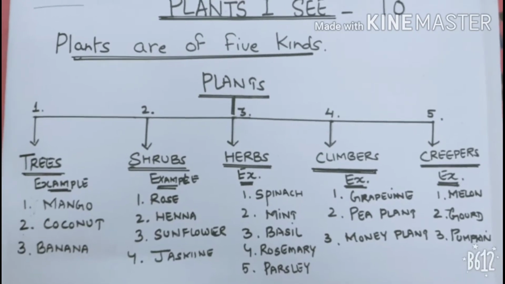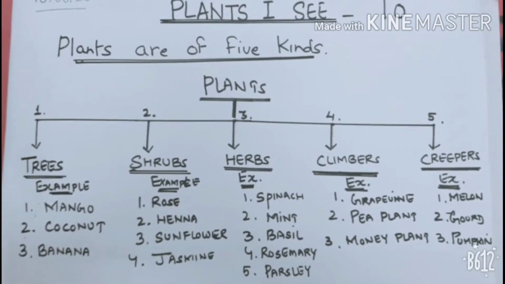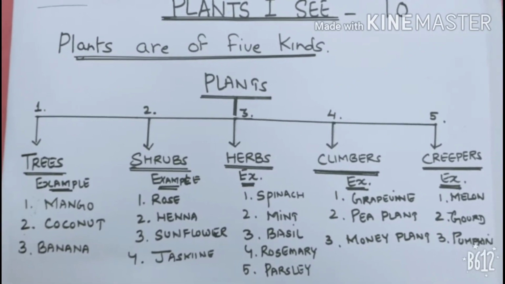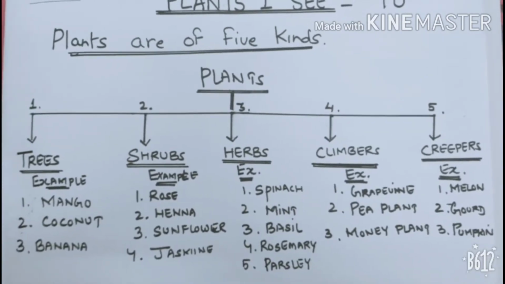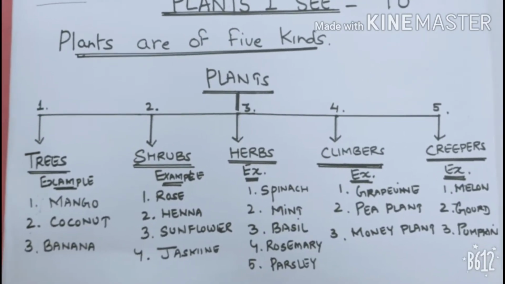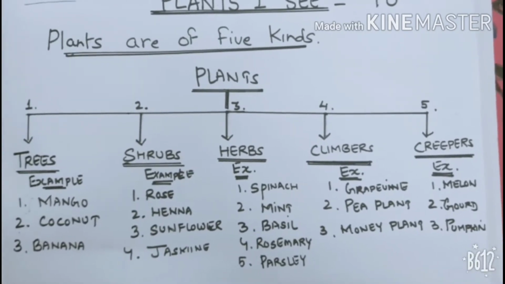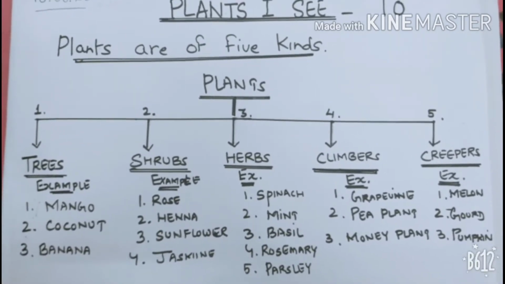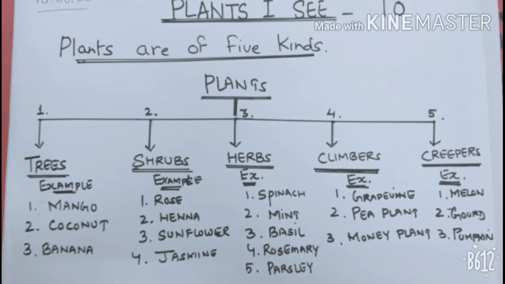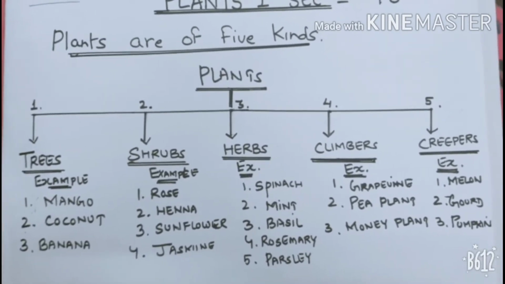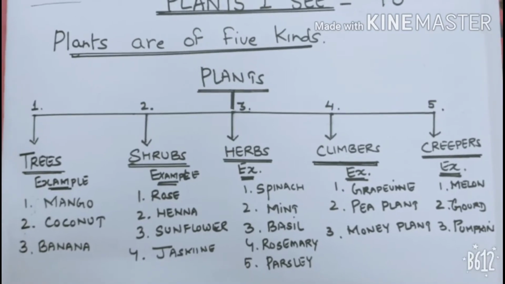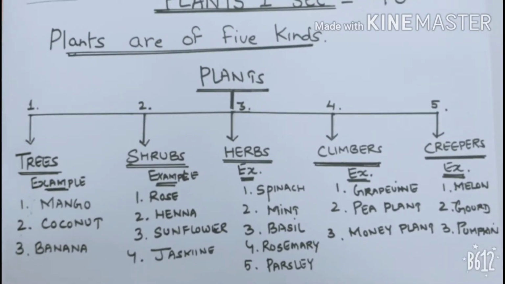Plants. You all know plants, they are our green friends because they are useful to us in many ways. And we see them all around us. Now plants are of 5 kinds as we have seen. First, trees, then shrubs, third, herbs, fourth, climbers, and fifth, creepers.